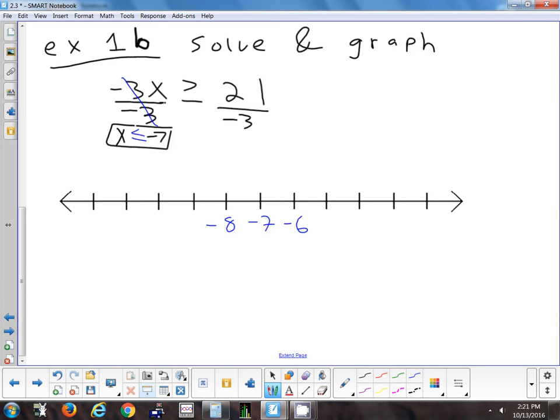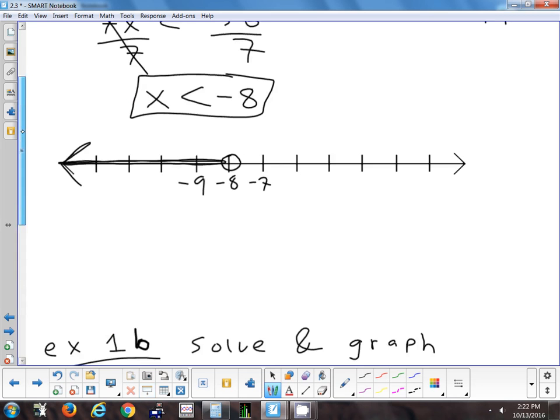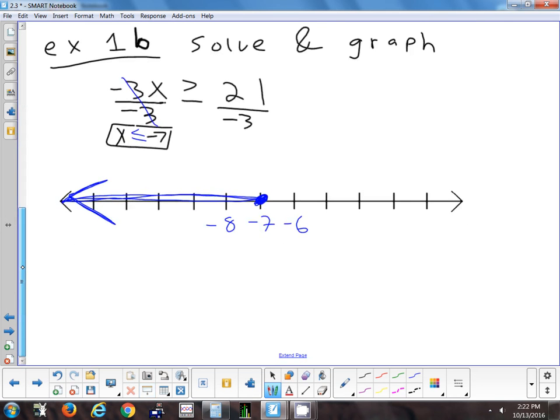So what kind of circle do we need this time? Closed. And shade to the left. Perfect. Shade left. So in both of those problems, what operation did we use to solve it? We used division, right? Division in the first one, division in the second one. So what do you think I'm going to do in the last 2 problems? Instead of division, we're going to use multiplication.